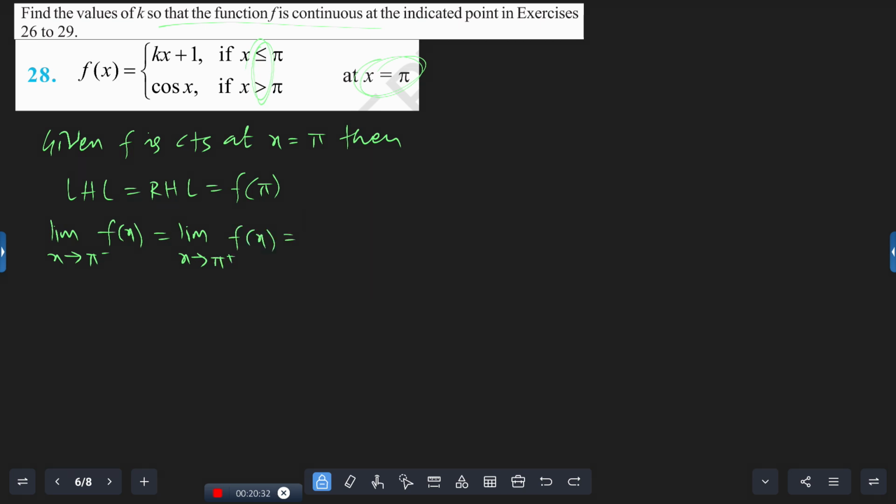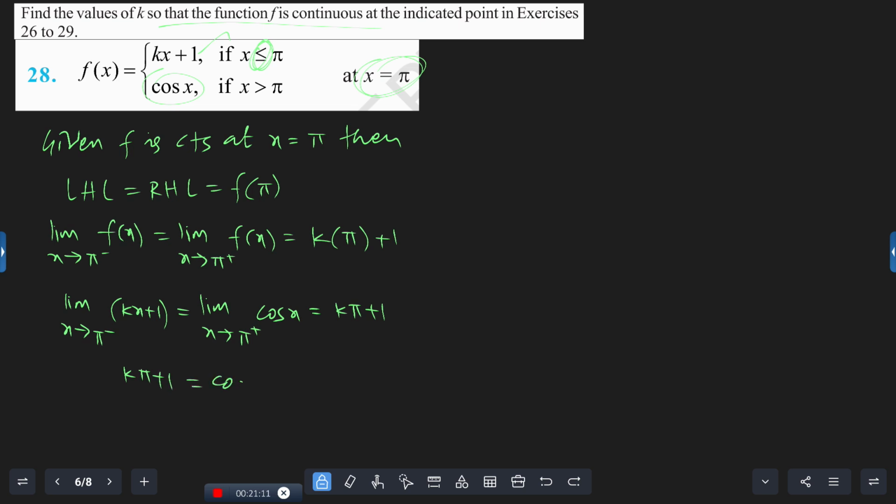F of pi is what? Where the equal to sign is, that we have to use. It means k times x value pi plus 1. That's it. Now left hand limit in the sense, pi and below, again limit x tends to pi minus of kx plus 1, which is equal to limit x tends to pi plus of f of x. Pi and above means cos x, which is equal to k pi plus 1. Now here if you apply, again k pi plus 1, here you will be getting cos pi.